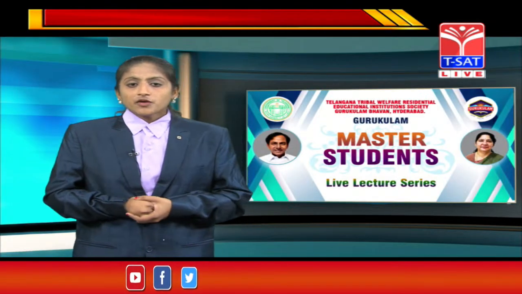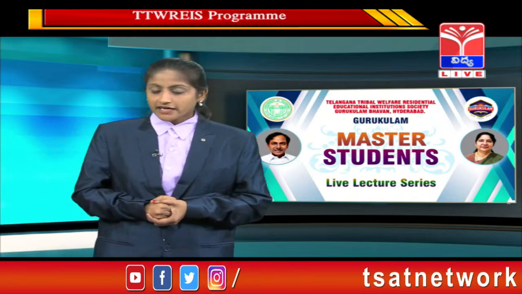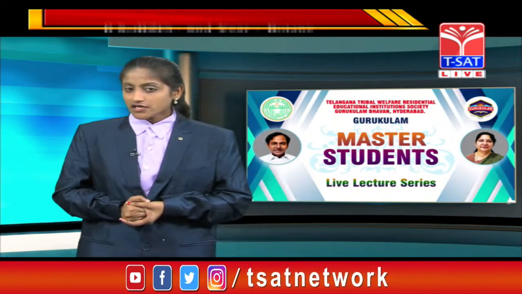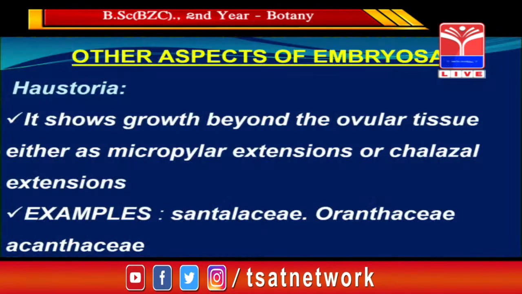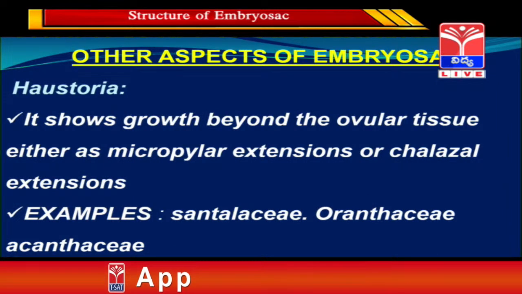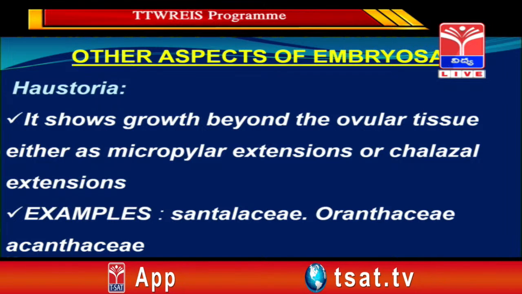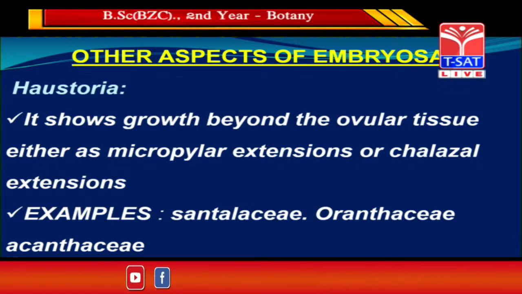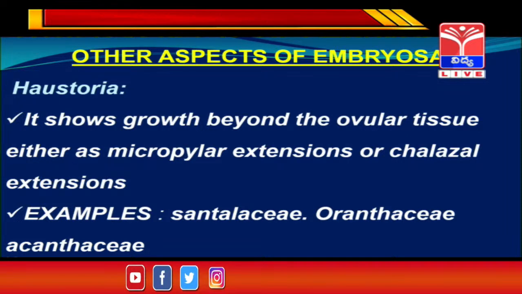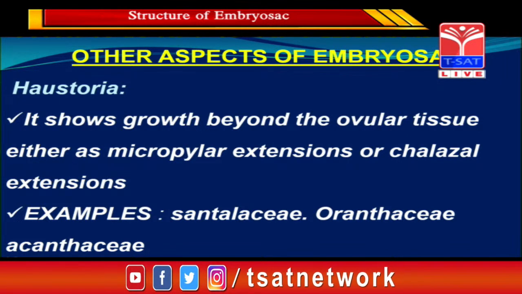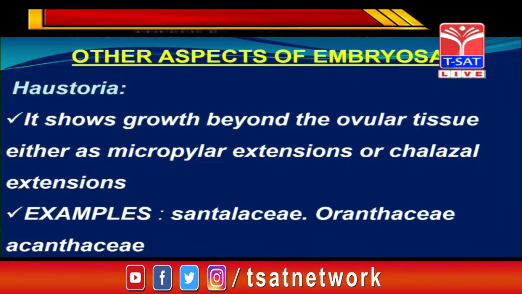And here we observe other aspects of the embryo sac. Haustoria. What are haustoria? In some cases the embryo sac shows growth into the ovular tissue, either as micropylar extensions or chalazal extensions. These two extensions are called haustoria. Examples: Santalaceae, Orobanchaceae, Acanthaceae.